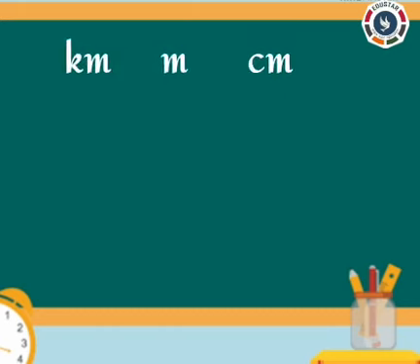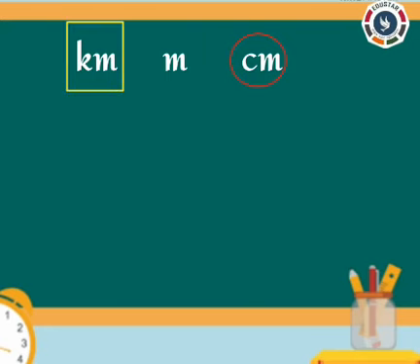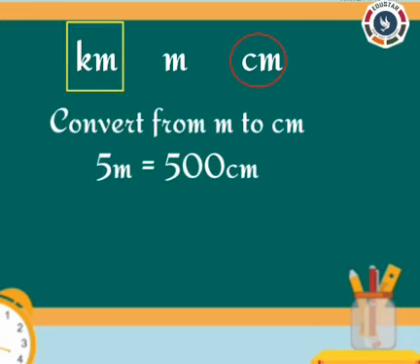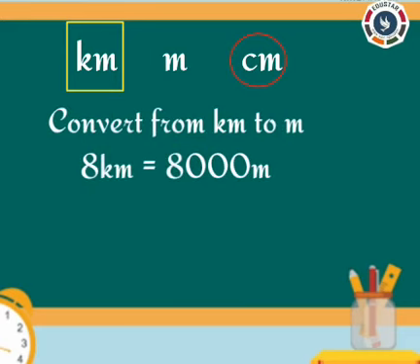Remember these. Which one is the lower unit among kilometer, meter and centimeter? Yes, centimeter. Which one is the higher unit here? Correct, kilometer. To convert from meter to centimeter, how many zeros we put on the right side? Yes, 2 zeros. To convert from kilometer to meter, how many zeros we put on the right side? Yes, 3 zeros. I hope you practiced conversion of length book exercises.